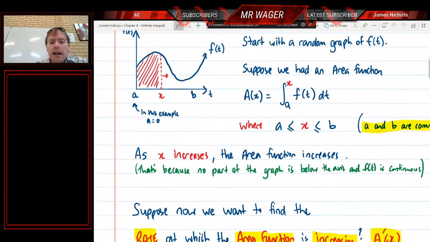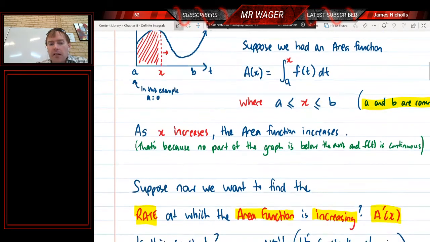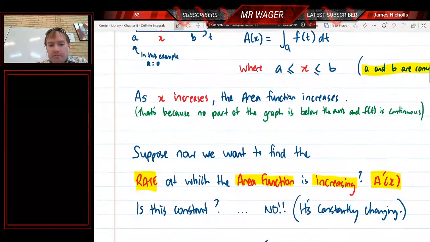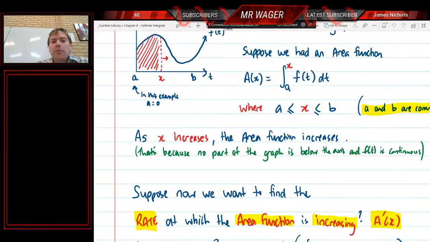So what if we wanted to work out the rate at which this area function is increasing? Okay, in other words, we're working out this A dash of x, the derivative in a way. We're working out the rate at which the area underneath the curve is increasing with respect to x. So is this constant?